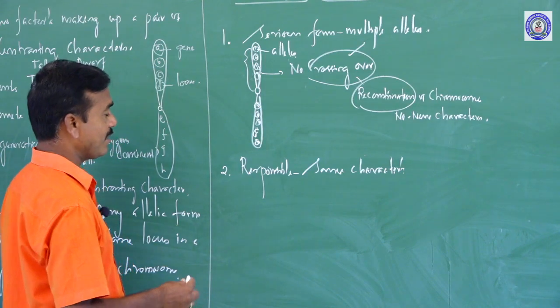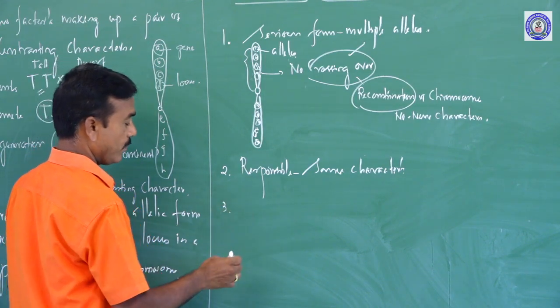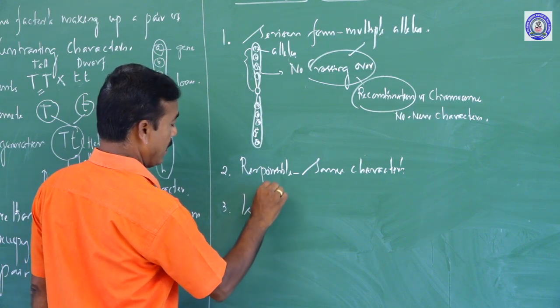Okay, connecting to the third characteristic feature: wild type of multiple alleles.